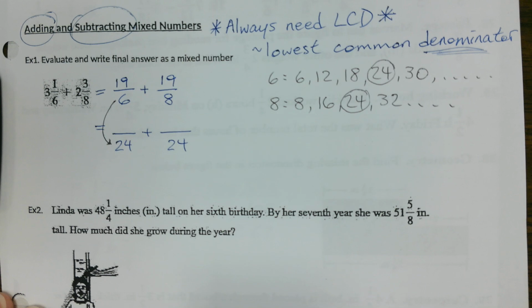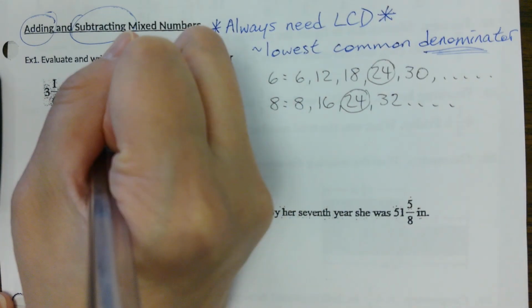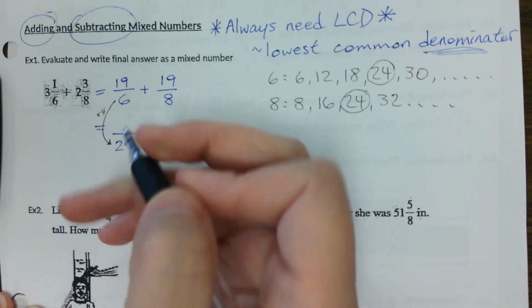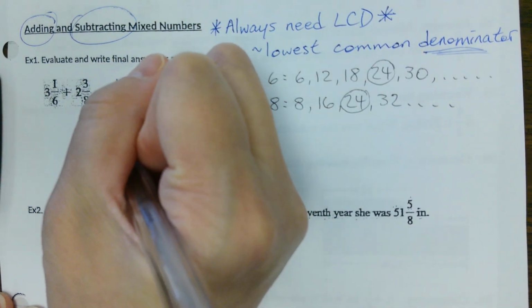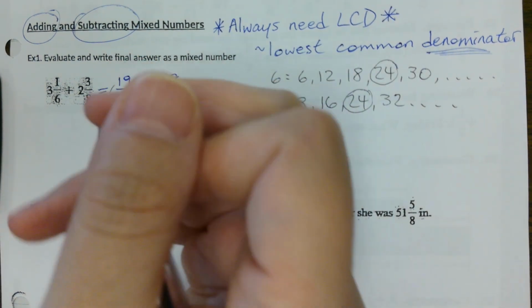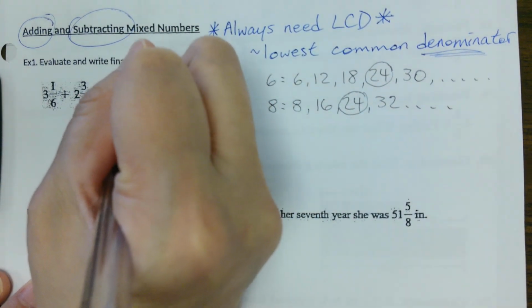6 times what gives you 24? Yeah, times 4. So if I'm multiplying the bottom number by 4, I have to do the same for the top number. So I have to multiply the top by 4 as well. So 19 times 4 is 76.